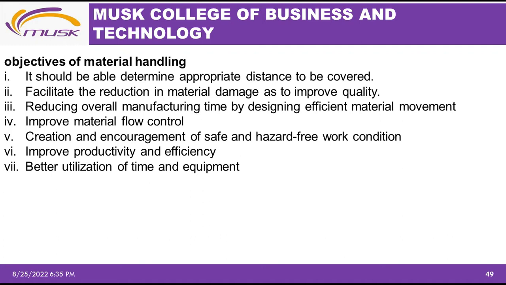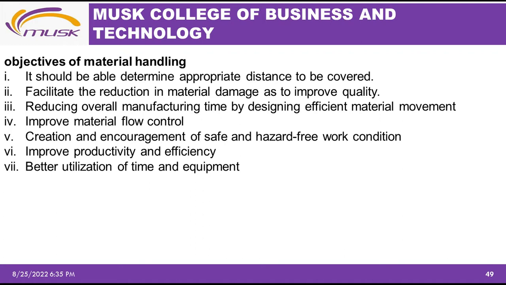The other one is that they facilitate the reduction of material damage. So through proper material handling, we avoid material wastages and ensure that we maintain the required quality of those materials. The other one is reducing overall manufacturing time by designing efficient material movement. The other one is improving material flow and control. That one is also very important to ensure the material is moving appropriately to where it is needed. If there are raw materials in an organization, they are moving appropriately.